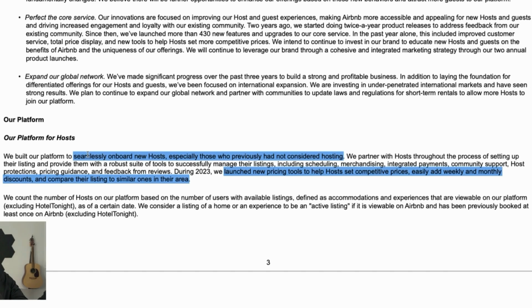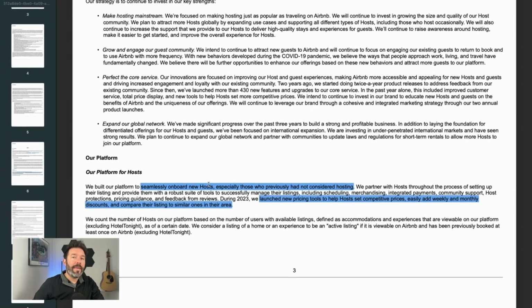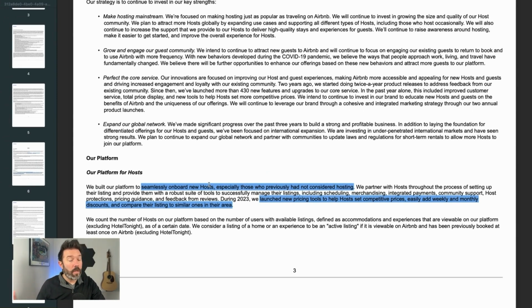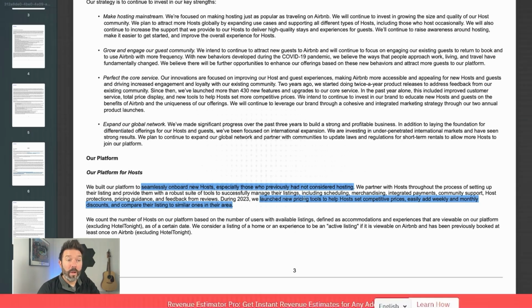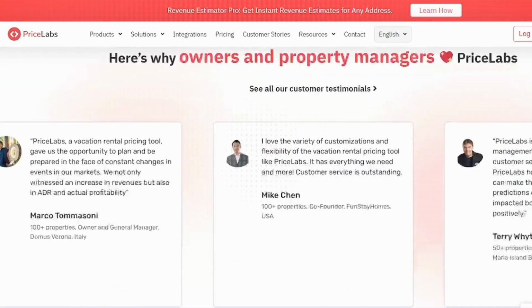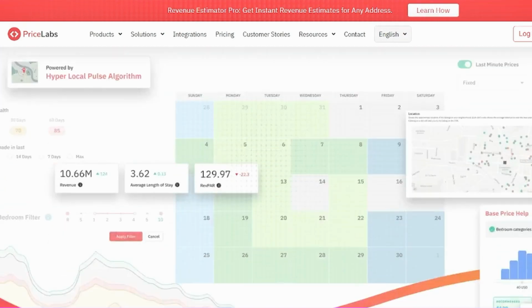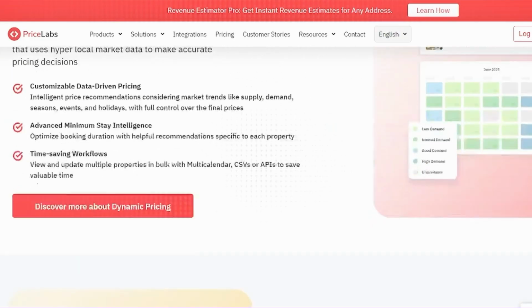They're there to seamlessly onboard new hosts, especially those who have previously not considered hosting. This is something that the management team has talked a lot about on recent conference calls, is they want to make hosting mainstream so that anybody can start an Airbnb or turn an extra room into an Airbnb. That's, again, the way that the company thinks about itself. In 2023, they launched new pricing tools to basically help hosts be able to price their offering competitively based on other listings in their area.